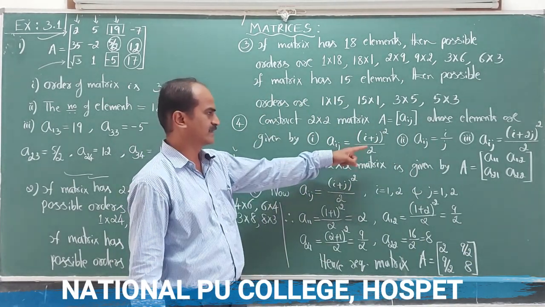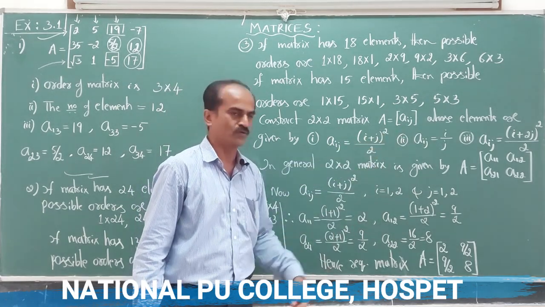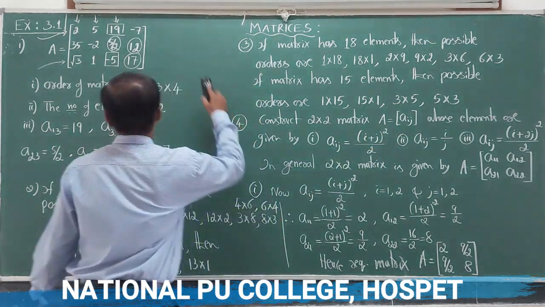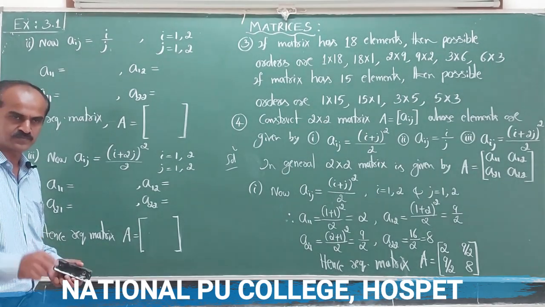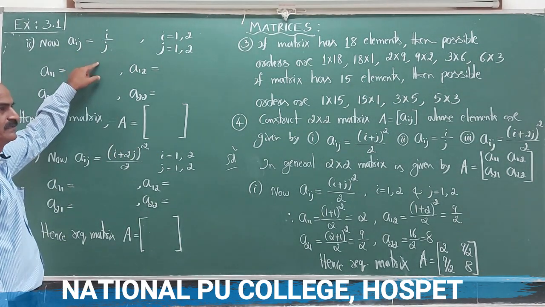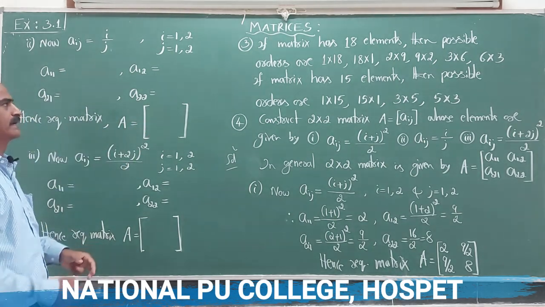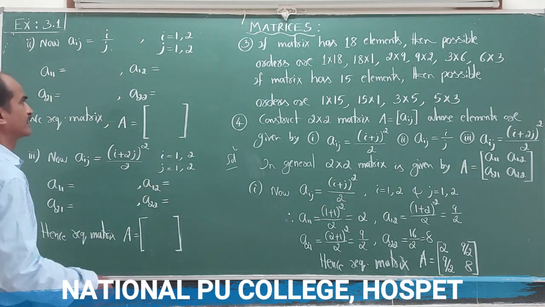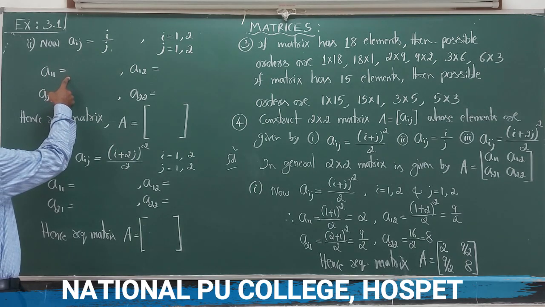Now let me take the second one. Aij is equal to i by j. Okay, now sub question 2. They are given Aij as i divided by j. Here also required to construct a 2 by 2 matrix only. General matrix we already written. Let me find out the values one by one.